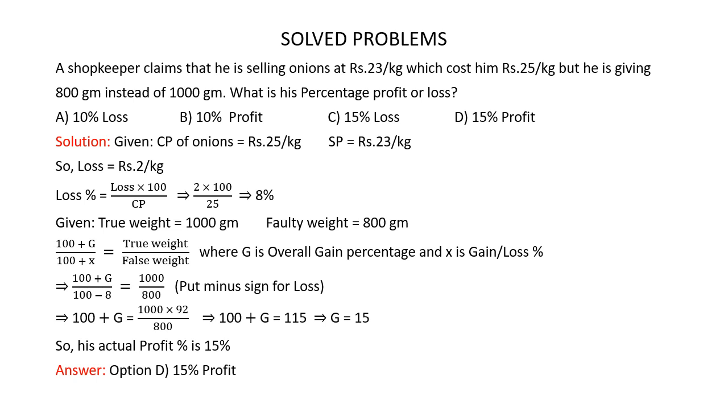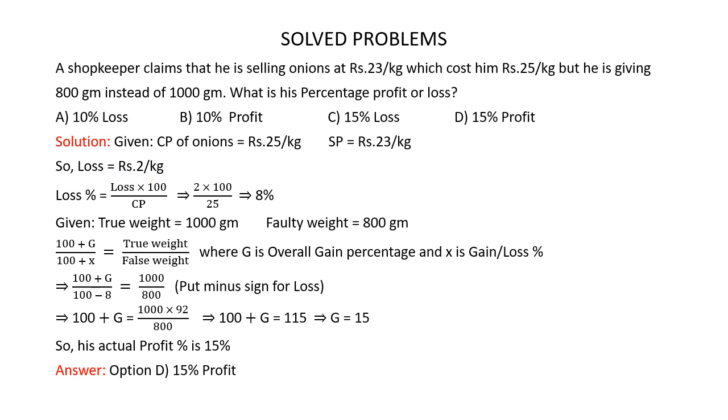Now here the shopkeeper is claiming that he has bought onions at rupees 25 per kg. So the cost price of the onions is rupees 25 per kg and he is selling the onions at rupees 23 per kg. So selling price is rupees 23 per kg. Now since here the cost price is greater than the selling price, clearly there is a loss. The loss is cost price minus selling price, which is 25 minus 23, which is 2 per kg. So loss is rupees 2 per kg.